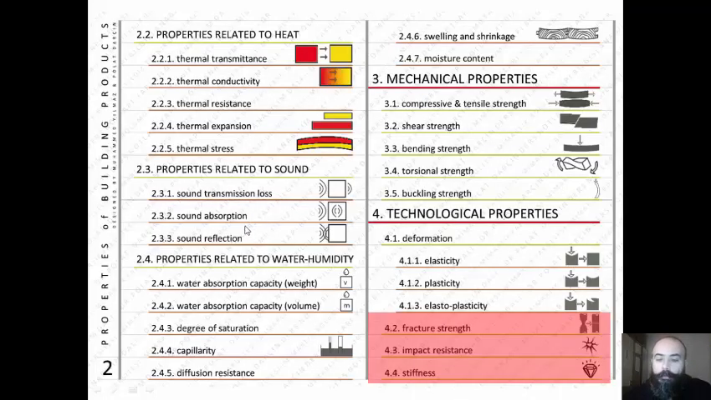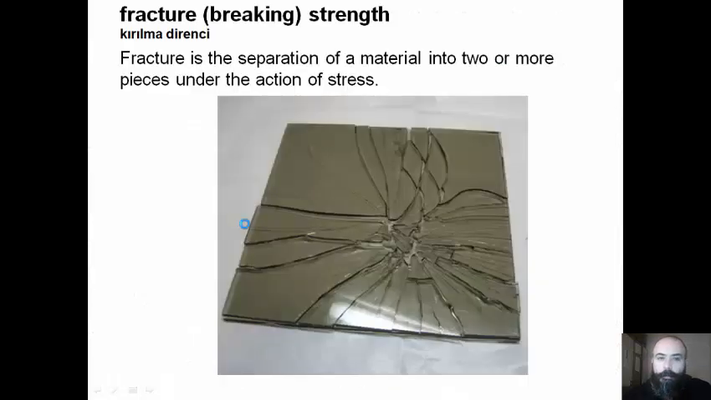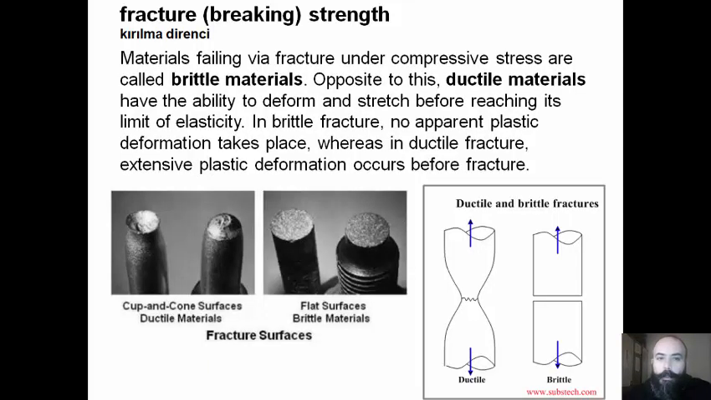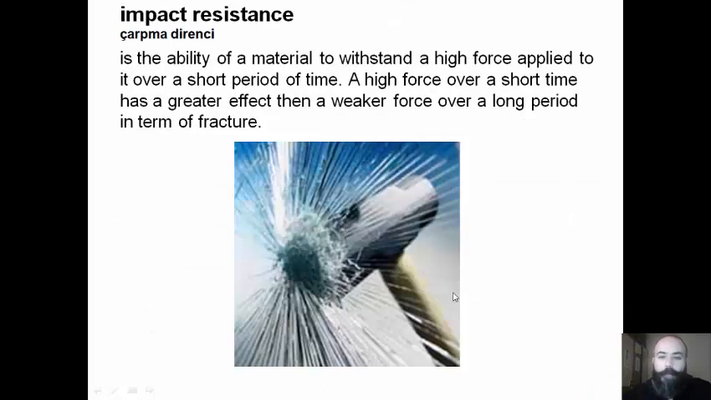We need to examine some strength properties. First of all, we have fracture, or breaking strength. Fracture is the separation of a material into two or more pieces under the action of stress. Materials failing via fracture under compressive stress are called brittle materials. Opposite to this, ductile materials have the ability to deform and stretch before reaching their limit of elasticity. In brittle fracture, no apparent plastic deformation takes place, whereas in ductile fracture, extensive plastic deformation occurs before fracture.